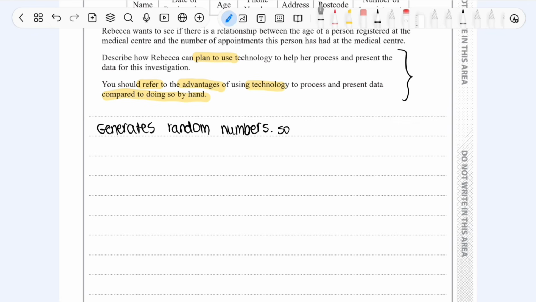So it saves time. And that makes sense because technology is meant to automate the process and make it a bit more quick. So that's basically a point and an advantage to go with it.